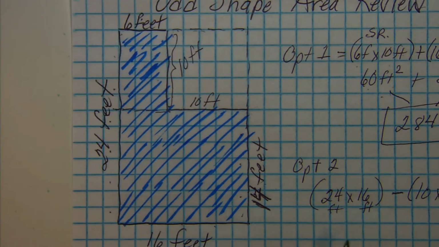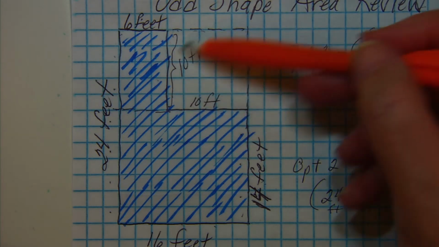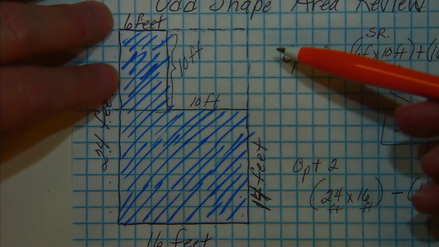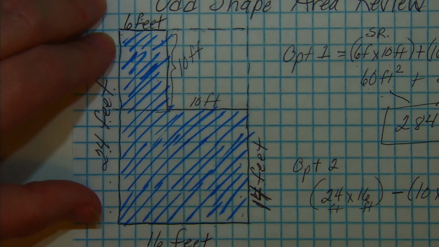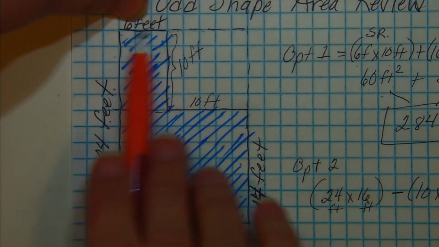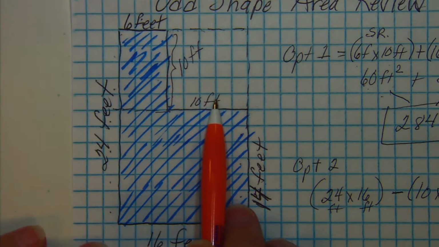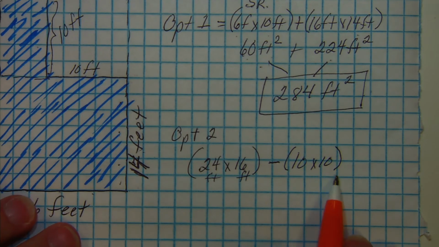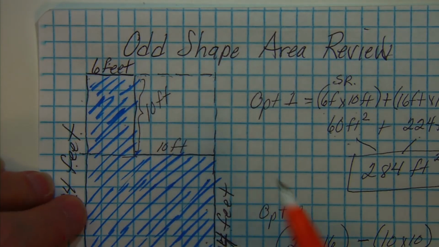24 times 16. And then we're going to subtract from it the area that really isn't there. And we already figured out that it was 10 feet high from earlier. And this 10 feet comes from the whole length of 16 feet, subtracting the partial length of 6 feet. 16 feet minus 6 is, of course, 10 feet. So now we've got that minus 10 times 10, which is, again, the area of the missing part.